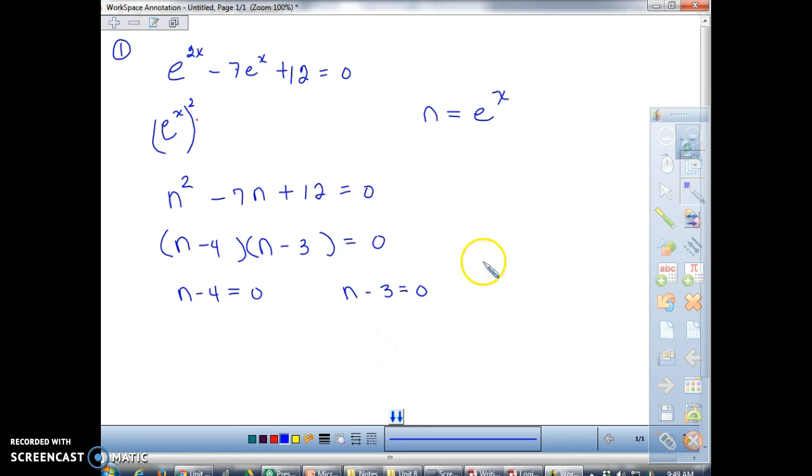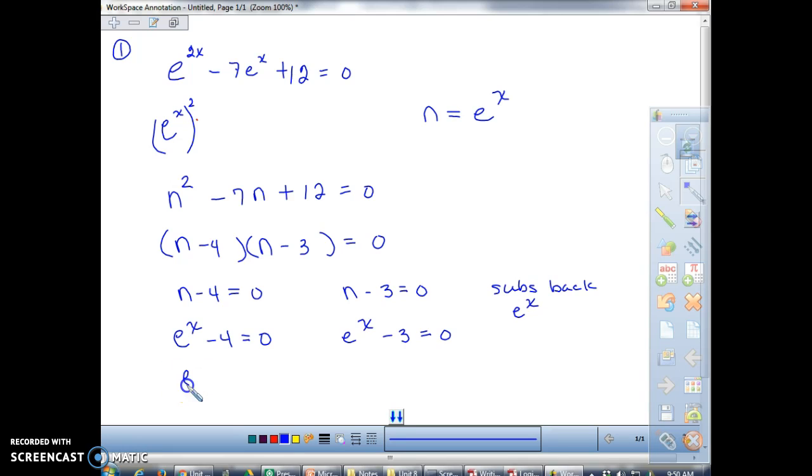And at this point, I'm going to substitute back in. So substitute back, and I'm going to take my n's and replace them with e to the x. So I have e to the x minus 4 equals 0, e to the x minus 3 equals 0. Now, is this something I can now solve since I know logs? It is. So what would I do?